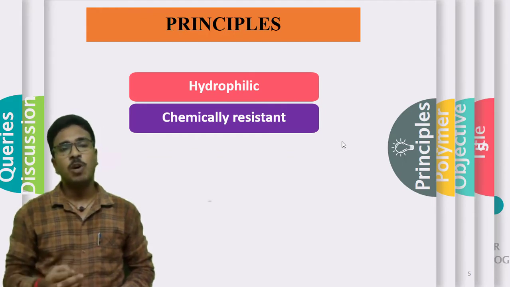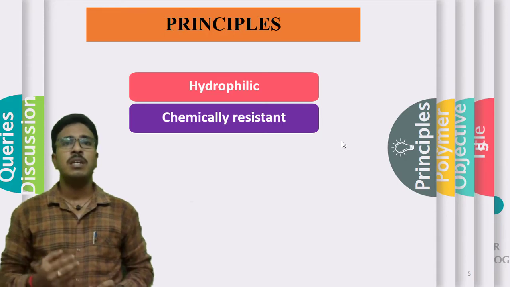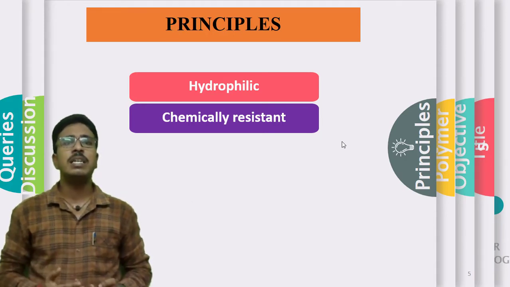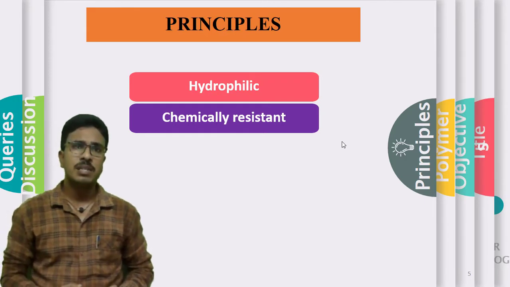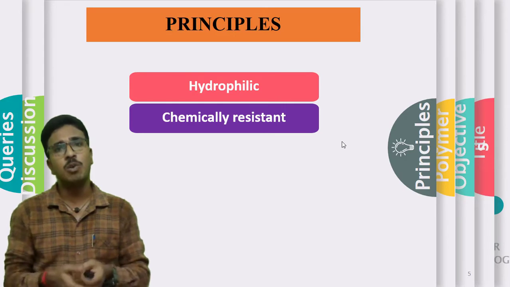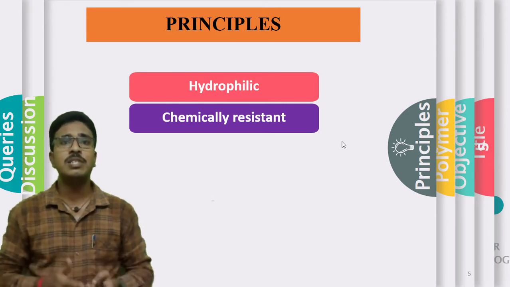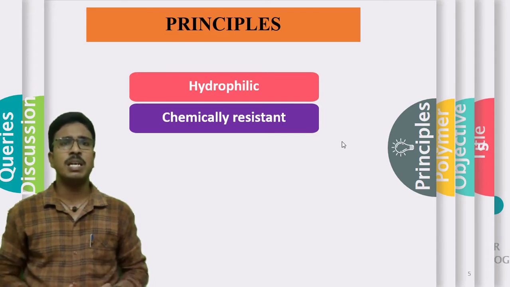The next one is chemically resistant. That means the polymer we select should be chemically resistant; it should not be easily degraded by chemicals. Whatever structure is there in the polymer should be highly compact, and it should not be easily destroyed by any type of chemical under normal conditions.